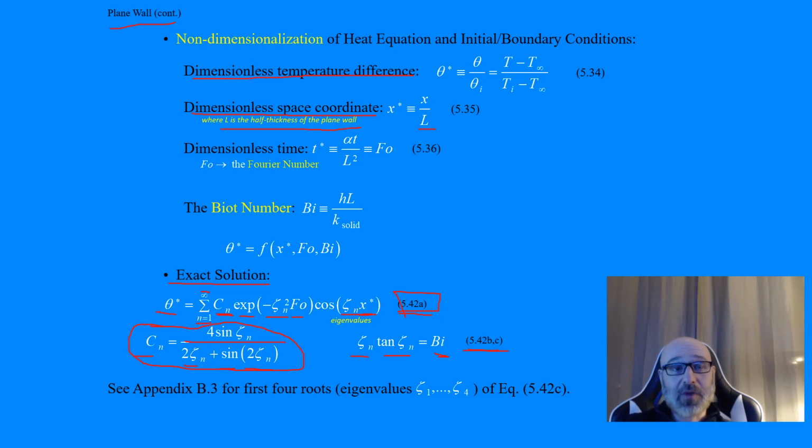Now the question is, well, what are these eigenvalues? So we can go to our appendix B3 in our textbook, and we can look at the first 4 roots for our eigenvalues for 1, 2, 3, and 4, and plug it back in to this equation.